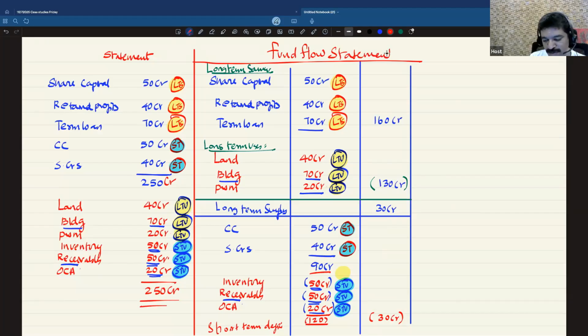I get goosebumps whenever I say this, because it's such a beautiful statement which is going to act like a scan report or X-ray report. It's going to show you many things which literally the balance sheet and P&L cannot communicate on the face.